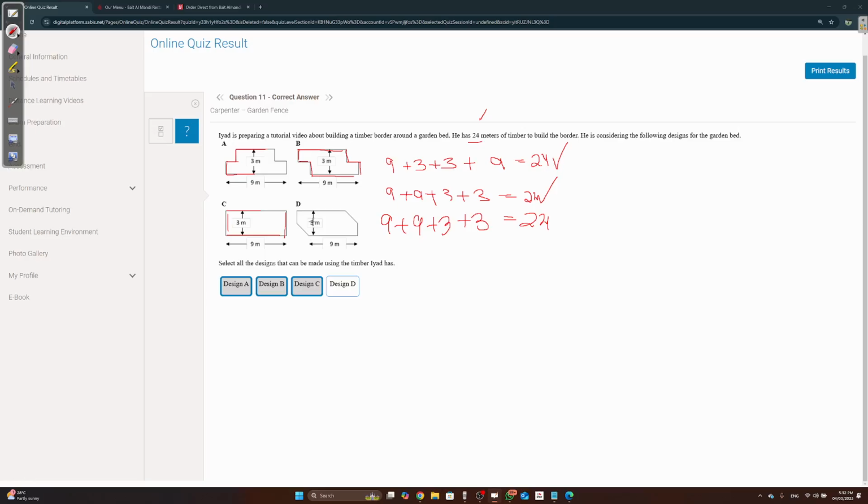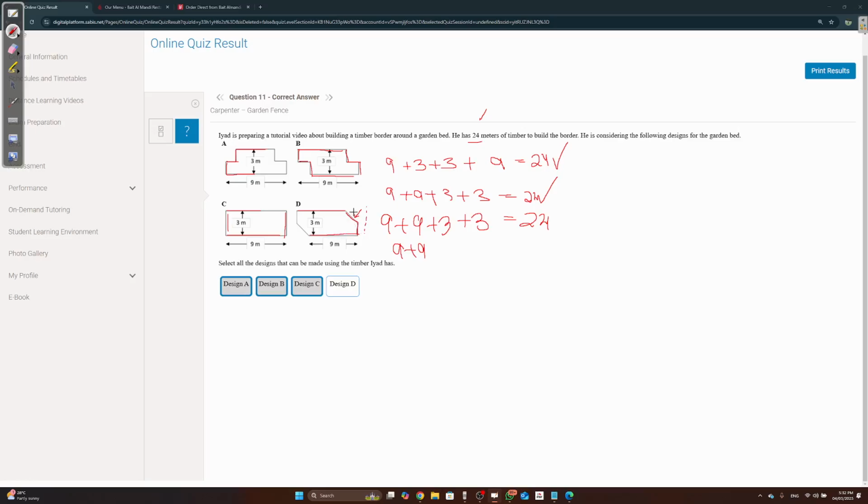This here is 9. This here is 9, right? They gave it to you. So 9 plus 9. Hello. This plus this is not 3. Why? Because it's slanted. Whenever you have something slanted in math, it's going to be greater than the straight line.